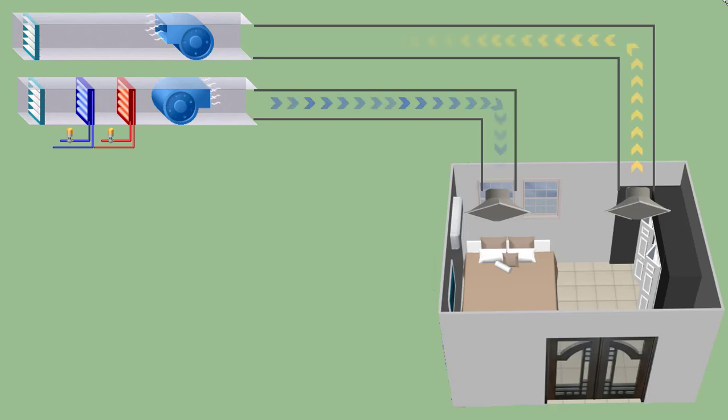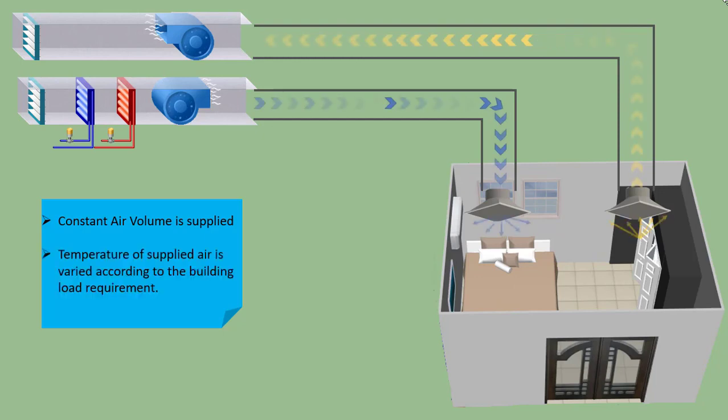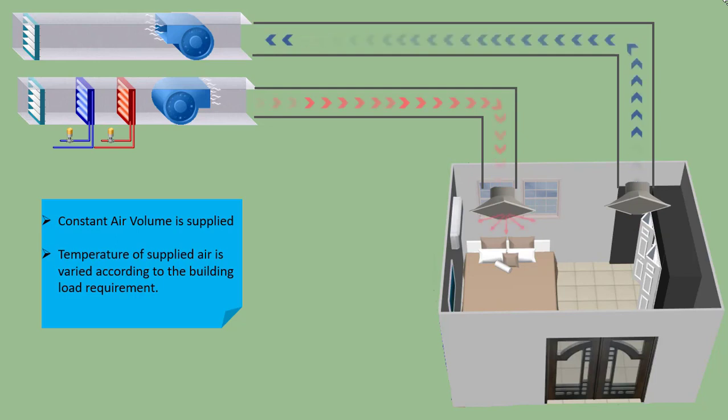Here we have shown a single duct single zone system where constant air volume is supplied to the zone while the temperature of the supplied air is varied according to the building load requirement. If cooling is required, then cold water is supplied to the cooling coil, which results in decreasing the supplied air temperature. If more cooling is required, then the amount of the supplied water to the cooling coil is increased. On the other hand, if heating is required, then hot water is supplied to the heating coil, which results in increasing the supplied air temperature so that we can achieve our desired heating inside the zone.